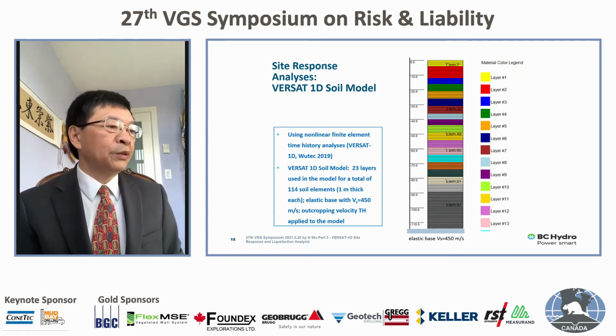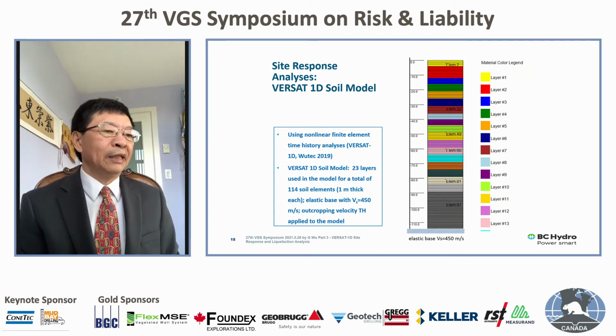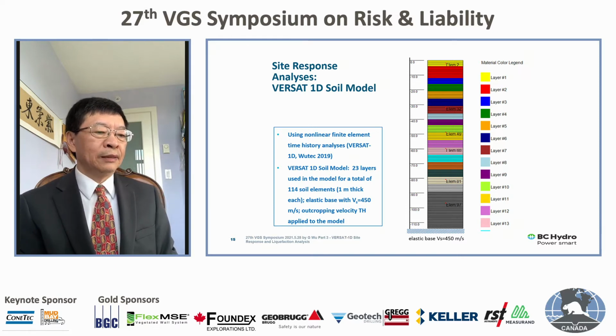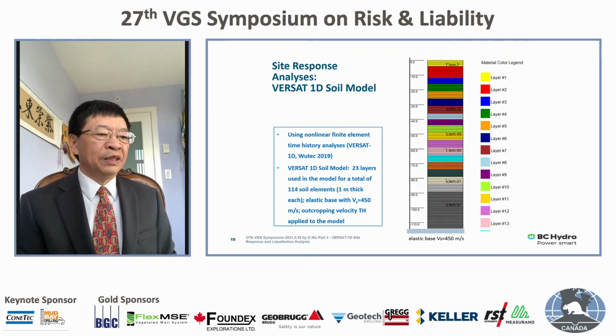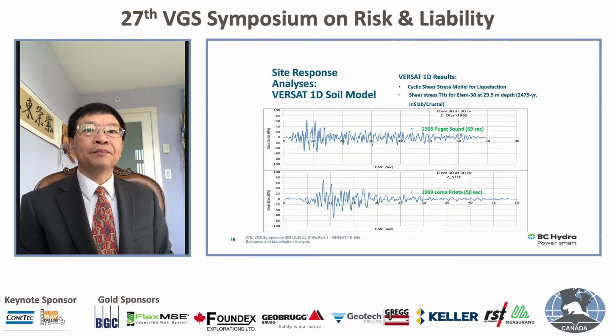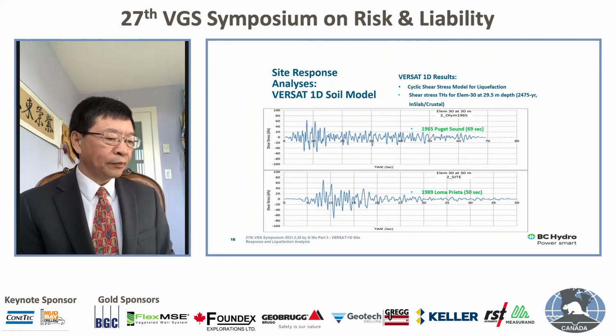So this is the model which I used in the Versa dynamic analysis. It has 114 soil elements. With a 114 meter deposit, it is 1 meter per element, but it's divided into 13 zones. So we distinguish different parameters using the velocity shown in the previous slide. Next slide, please. Thank you.